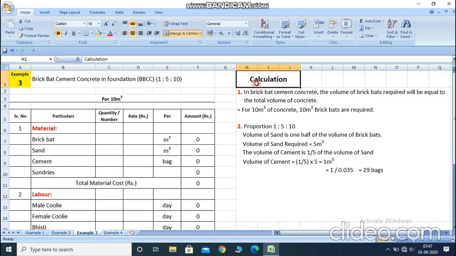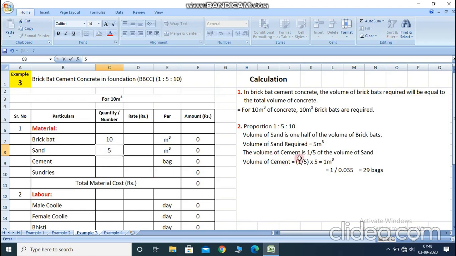For the calculation, because the ratio is given, in the brick bed cement concrete the volume of the brick bed required equals the total volume of the concrete. Here the total quantity of the work is 10 meter cube, so the brick bed required is 10 meter cube. So write here 10. Then in the proportion of 1:5:10, the volume of sand is half of the volume of brick bed. So 10/2 is 5.